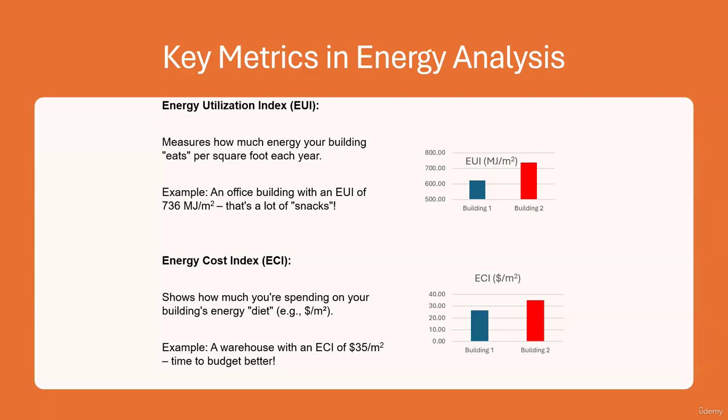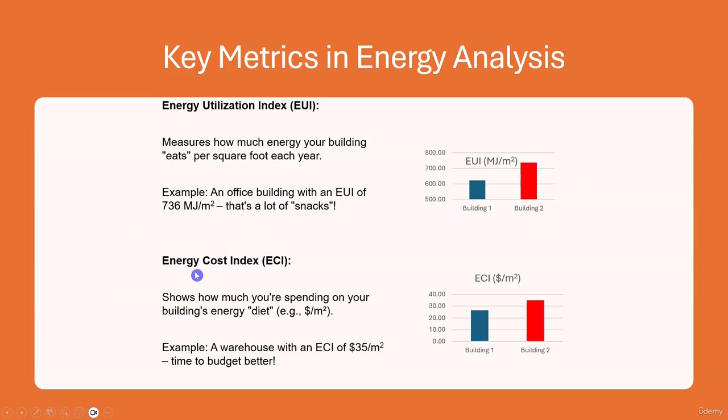Energy utilization index measures how much energy your building eats per square foot each year. Example, an office building with an EUI of 736 megajoule per meter square, that's a lot of snacks. So here you see the difference between two buildings in terms of EUI. One is much higher than the other, which means the other building is more energy efficient.